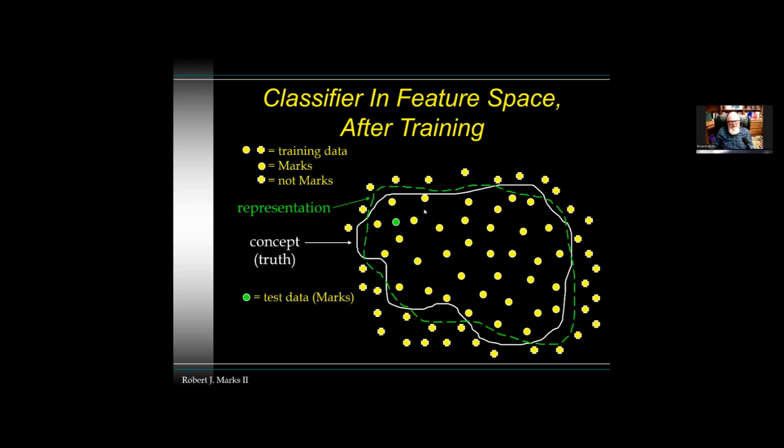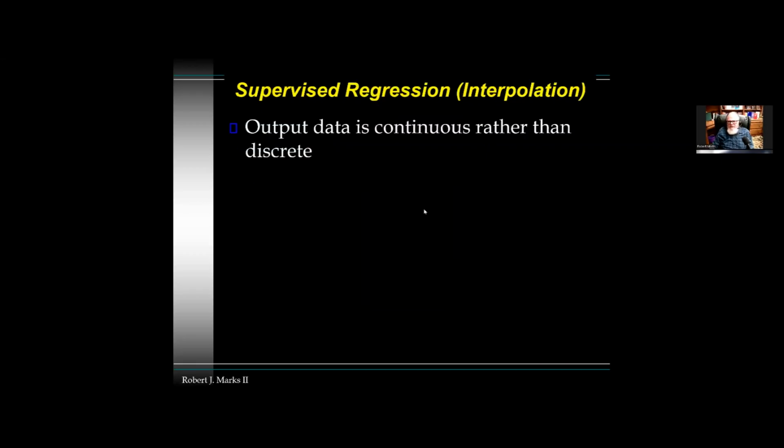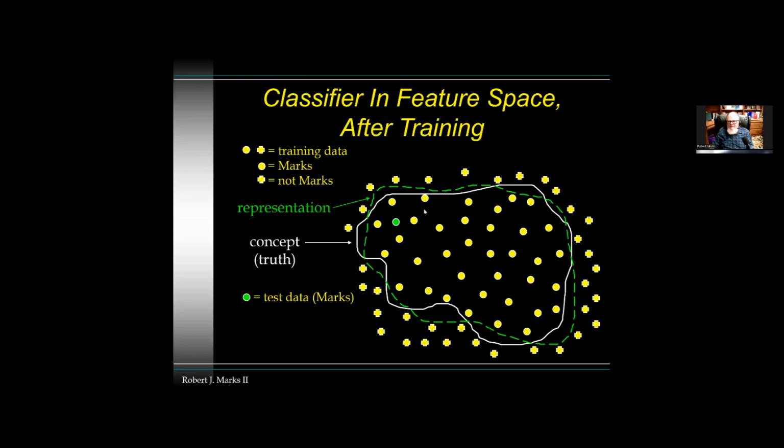So let's talk about supervised learning. Marks, yes. Before we continue, I'd like to ask a question. Is the concept or truth something that you can mathematically find, or is it, once again, fuzzy? Does it depend on who views it and what they say is the concept or truth? Okay. We're assuming that it exists.